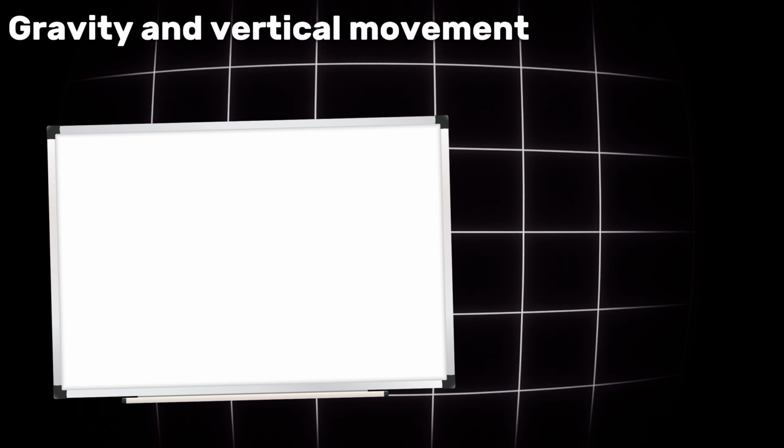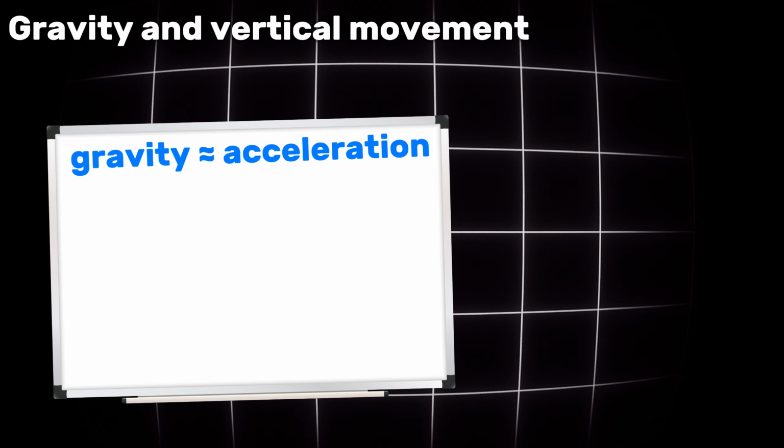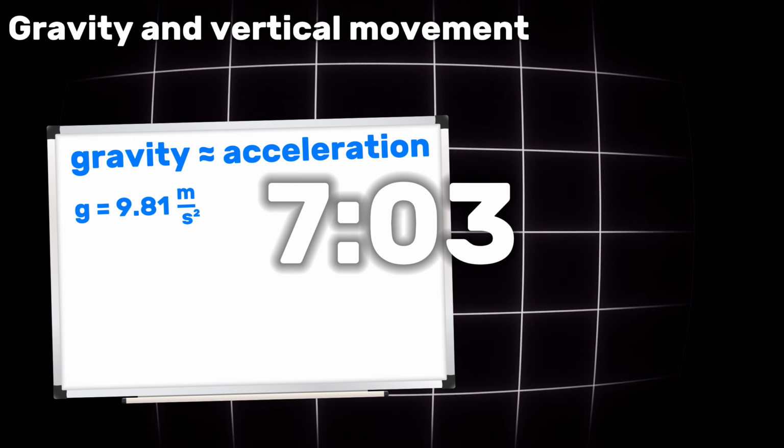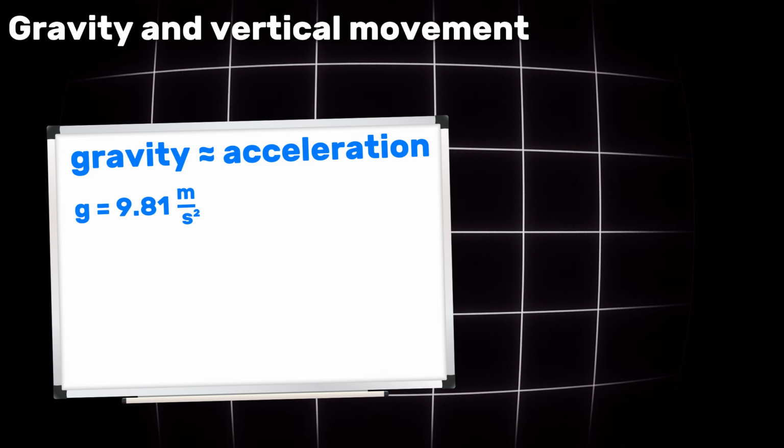Finally, I want to talk about gravity and vertical movement. Horizontal movement is for another video. As you may or may not know, gravity is similar to acceleration. The only difference is that the gravitational constant on Earth is always 9.81 meters per second squared. But this can differ a little bit depending on where you live. When you're solving problems, you can just use the same formulas we saw for URM. Just replace the a with minus g.